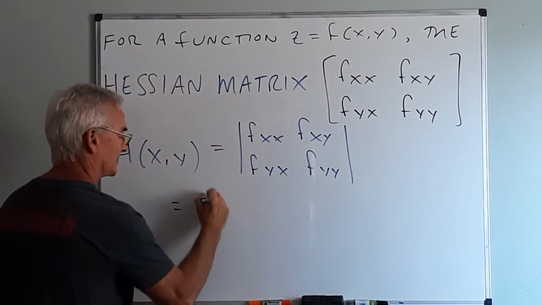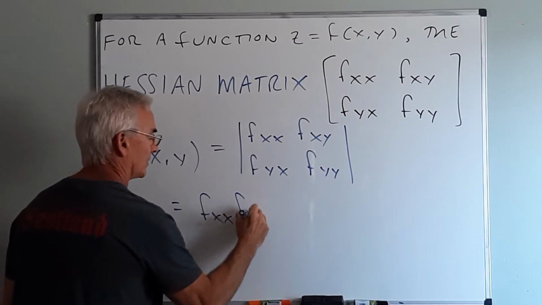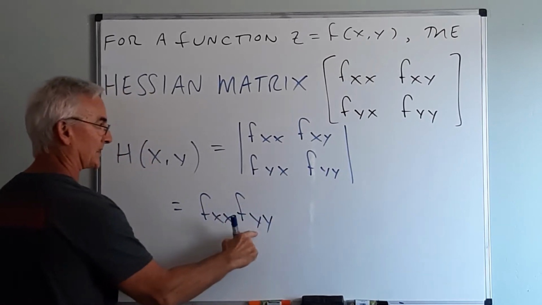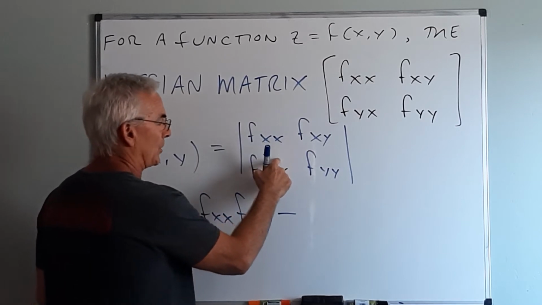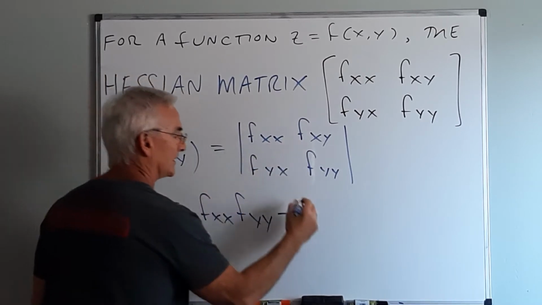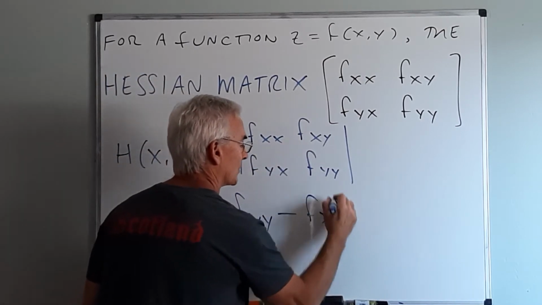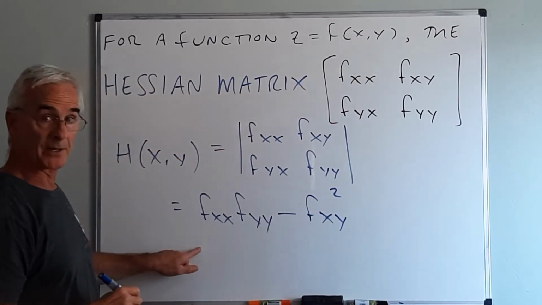And this gives us the product of the second order partials of x and y minus the product of these two. But we know that the cross partials here are exactly the same quantity. So this gives us the square of this quantity right here.